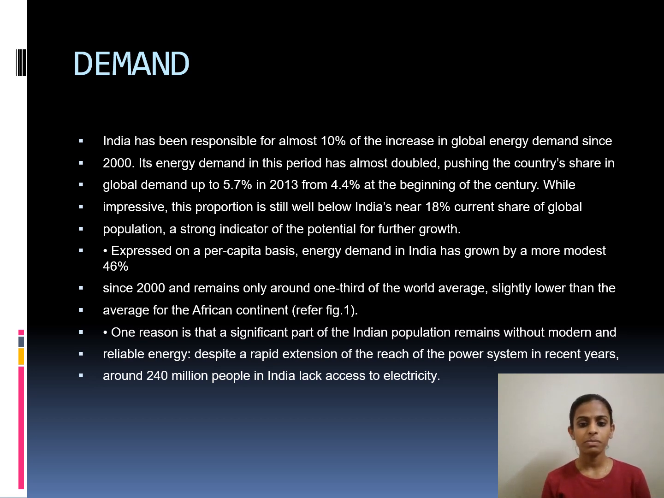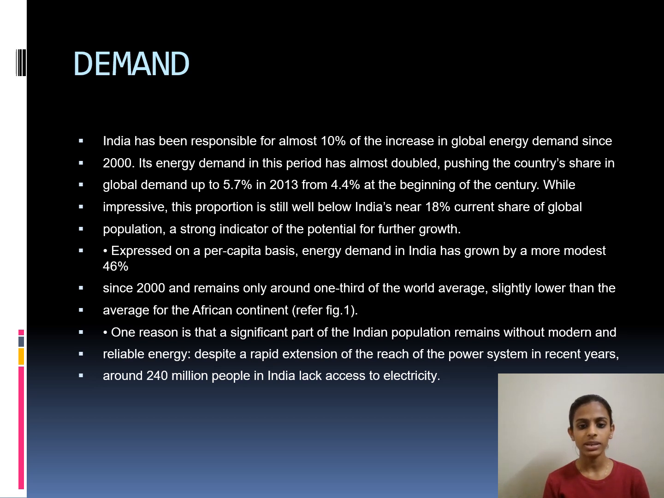India has been responsible for almost 10% of the increase in global energy demand since 2000. Its energy demand in this period has almost doubled, pushing the country's share in global demand up to 5.7% in 2013 from 4.4% at the beginning of the century. While impressive, this proportion is still well below India's near 18% current share of global population, a strong indicator of the potential for further growth.